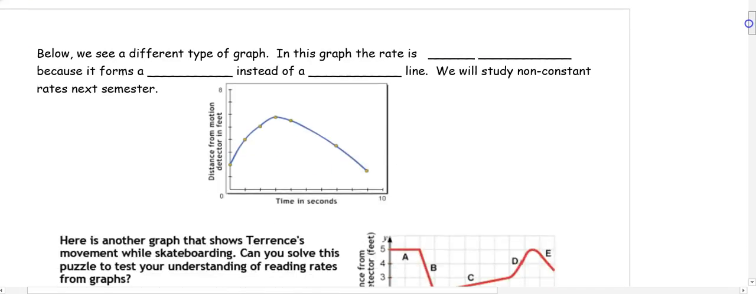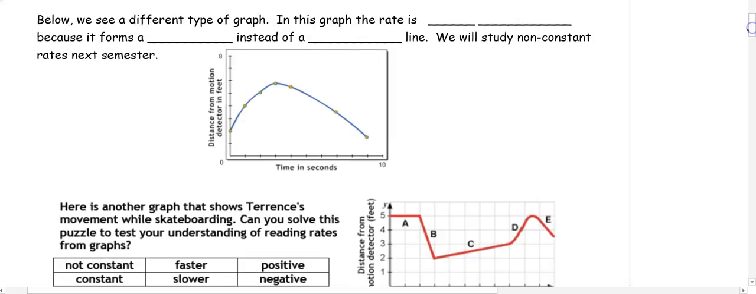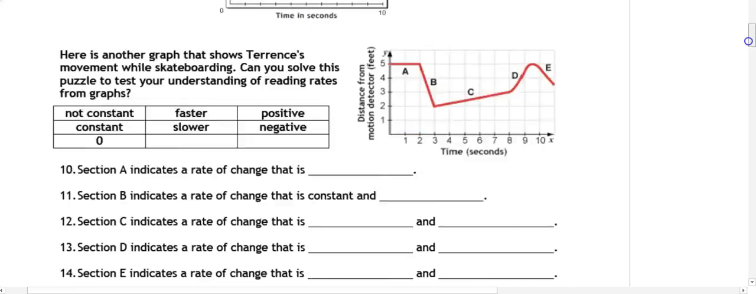So below, though, this graph is a little bit different because in this graph, the rate is not constant. Because it forms a curve instead of a straight line. So remember that non-constant rate happens when there's a curve. So in this case, we have a line that's curved. So all we need to know is that this is not constant and it's something we'll talk about next semester.